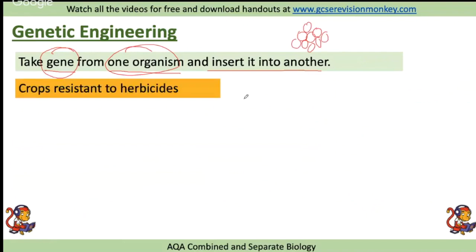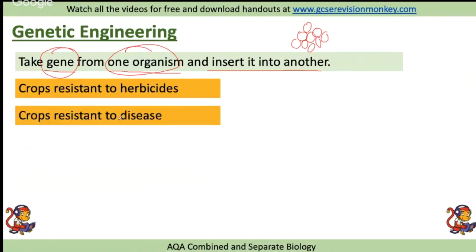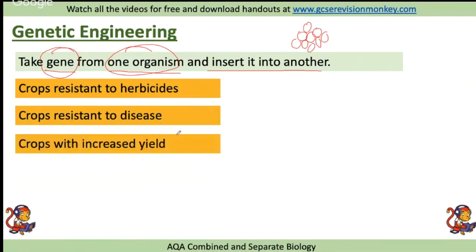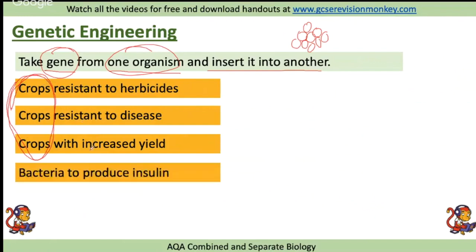You might want to do this for crops so that they're resistant to herbicides, for example. Take a herbicide-resistant gene and put it into your wheat crop. Crops that are resistant to disease. Perhaps crops with increased yield. You can tell that I'm talking all about plants because the mad example of the fluorescent protein in a cat is not really a moral one. So we tend to do this on plants rather than animals.